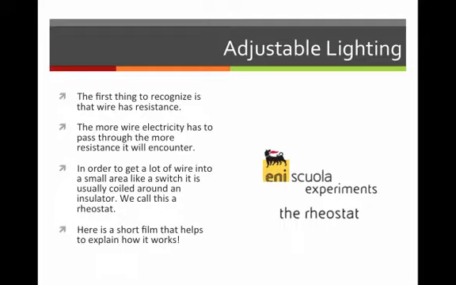Inherently, wire has resistance. So in order to get a lot of wire into a very small area, like a little dimming switch that you would maybe put in a receptacle, they coil it. Okay, so coiled wire that acts like a resistor, actually is a resistor, is called a rheostat. And here's a short film that shows how a rheostat works. Okay, I'm going to go ahead and play it. Hopefully you'll be able to hear it. So we'll go ahead and give this a try.